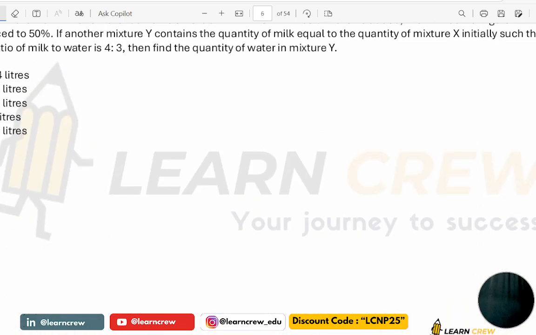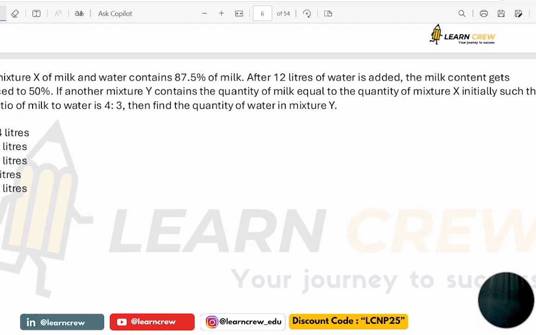Now next question. Please see, a mixture x of milk and water contains 87.5% milk. After 12 liters of water is added, the milk content gets reduced to 50%. If another mixture y contains the quantity of milk equal to the quantity of mixture x initially, such that the ratio of milk to water is 4:3, find the quantity of water in mixture y.